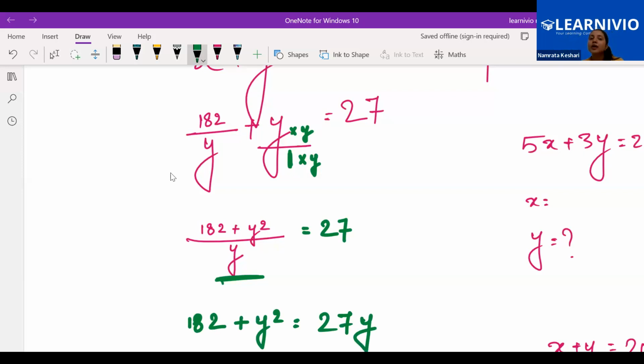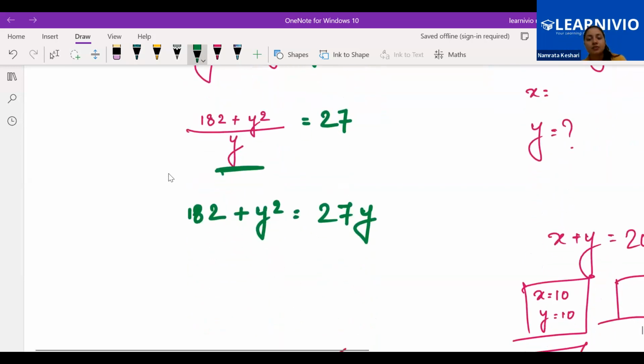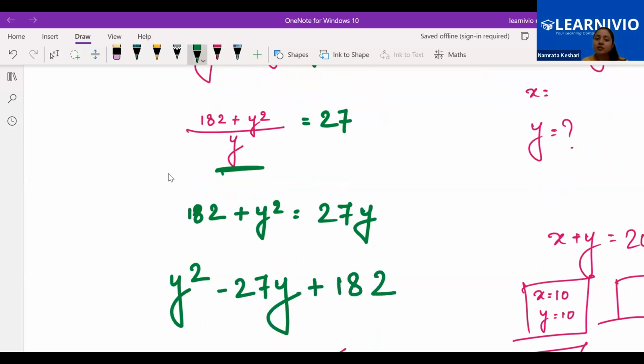So far, is it clear to everyone? Yes. Okay, we got our quadratic equation. In the first chapter, the very first topic of this quadratic equation, we were discussing: if the equation is given like this, how to write it in standard format? Let's write it in standard format. Y square minus 27y plus 182 is equal to 0. We got our quadratic equation. Yes or no?